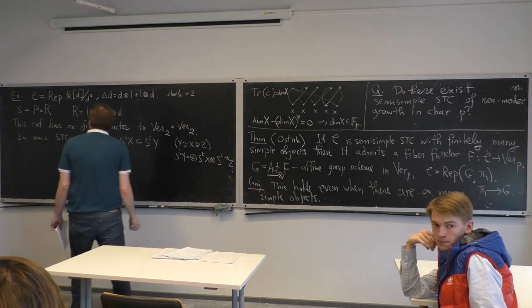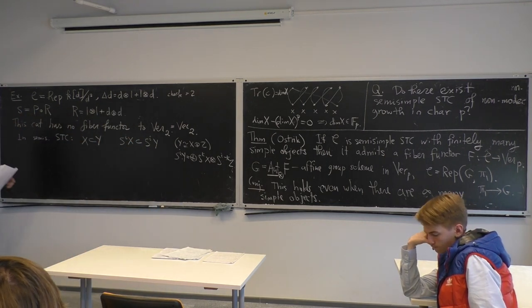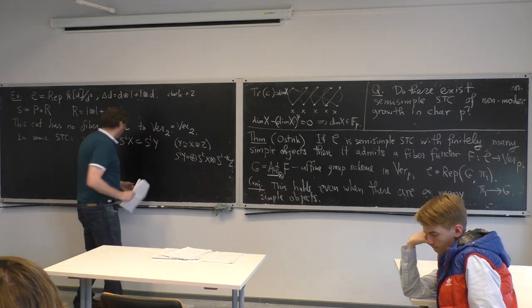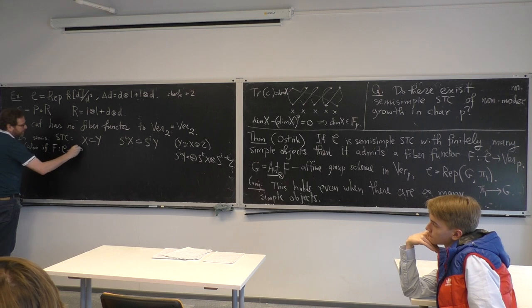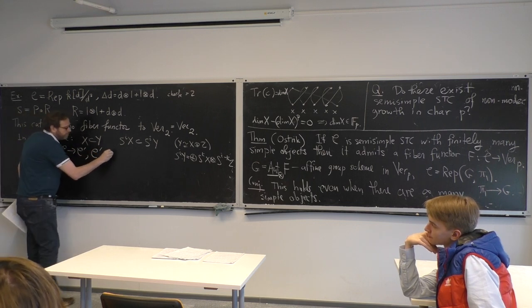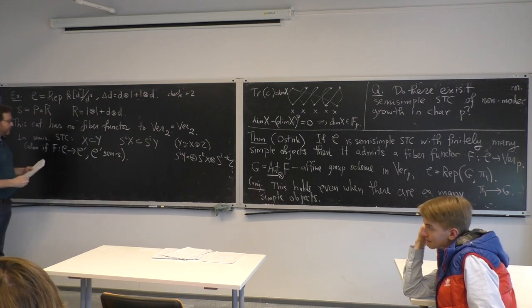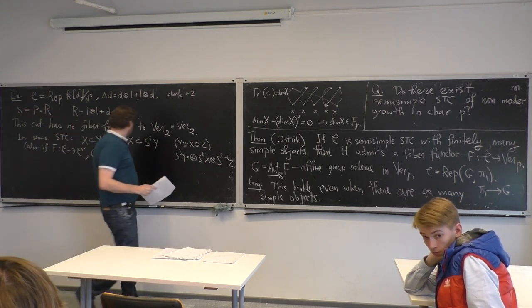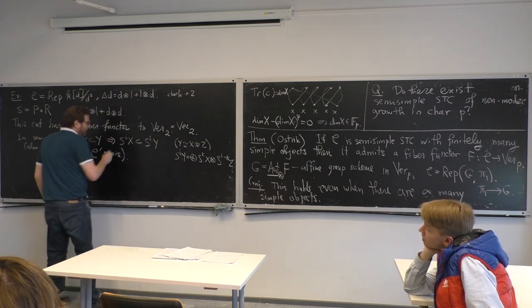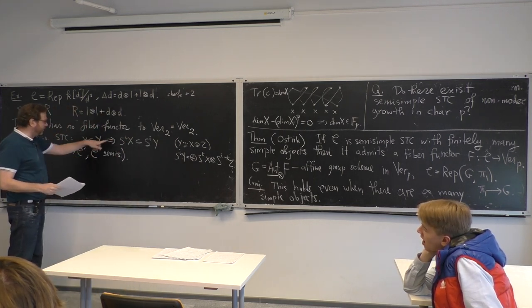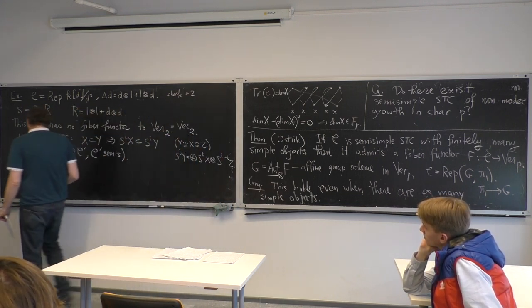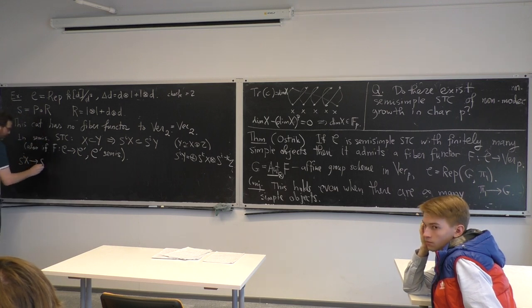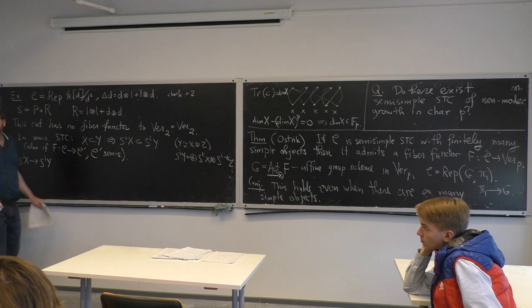But in a non-semi-simple symmetric tensor category, it turns out that this doesn't have to be true. So this is true not only in a semi-simple symmetric tensor category, but also if there is a functor from C to C prime, and C prime is semi-simple. Because this functor is faithful, if we have an inclusion like this in C prime, then it is also an inclusion in C. So we always have a map from S^i X to S^i Y, and the claim is that this map is injective.